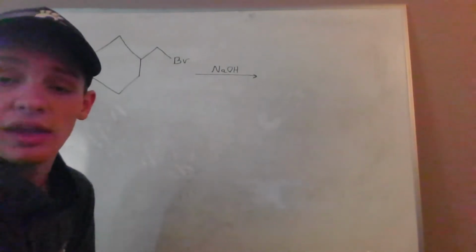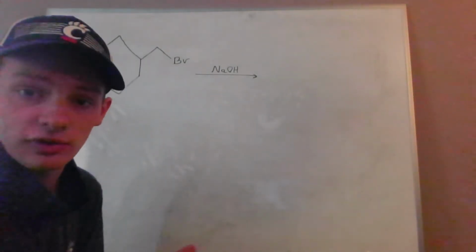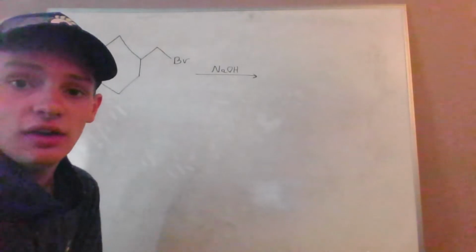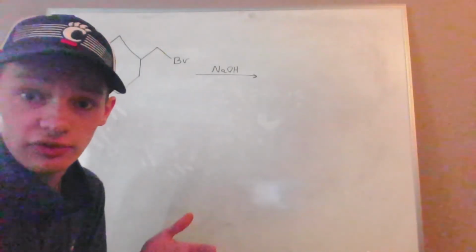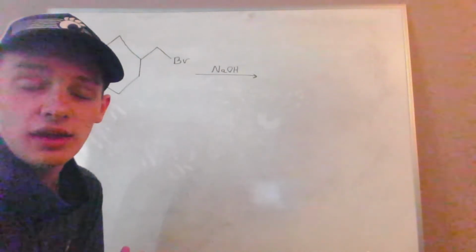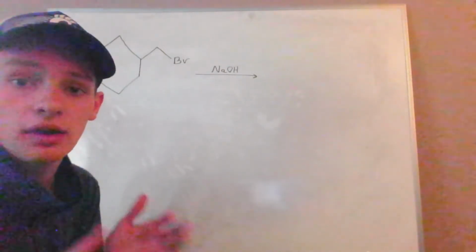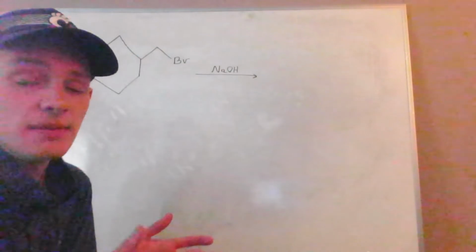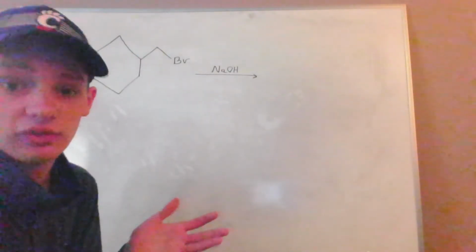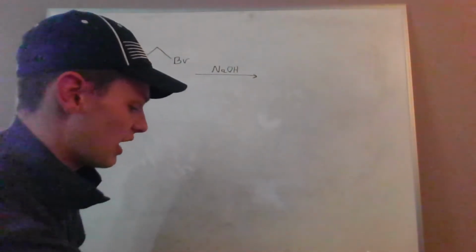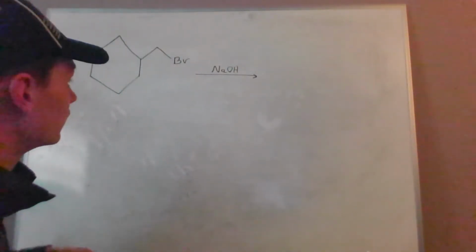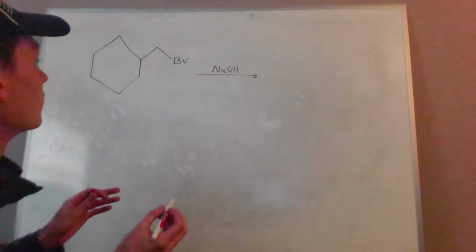And the first thing I want to emphasize whenever you're doing substitution or elimination reactions is to figure out if your alpha carbon, that is the carbon bearing your leaving group, is primary, secondary, or tertiary. Because if it's primary or tertiary, there are some possibilities that we can eliminate. So let's take a look at our starting material here before we even look at what we're reacting it with.